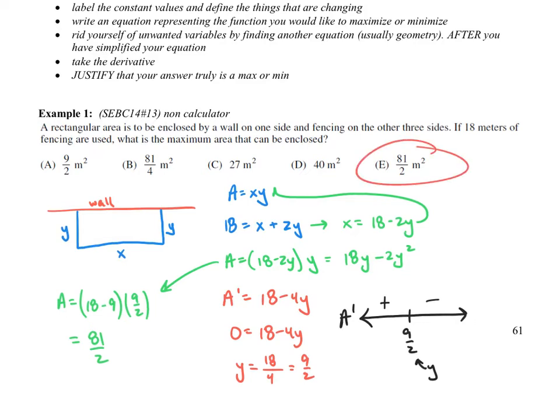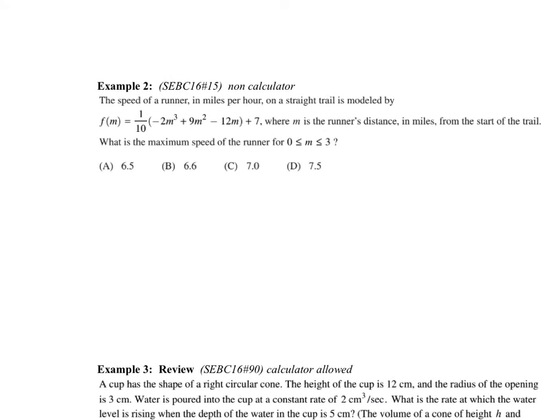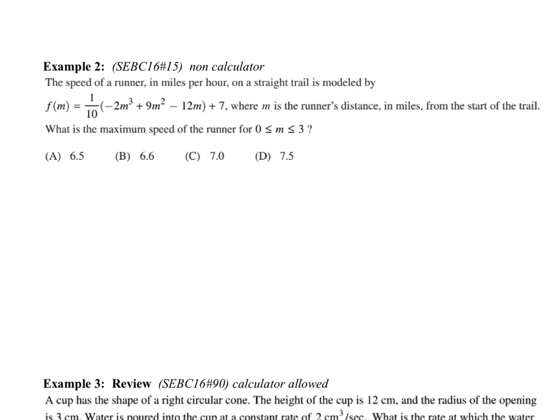Okay, let's go ahead and try the next problem. Alright, in this problem we have the speed of a runner, and we're looking at the function f of m, which is the speed modeled by the runner, and in this particular problem we're looking for the maximum speed on the interval 0 to 3. Again, this is kind of a prime extreme value theorem problem, but it is multiple choice, so we're going to utilize just some intuitive thinking as we work through the problem.